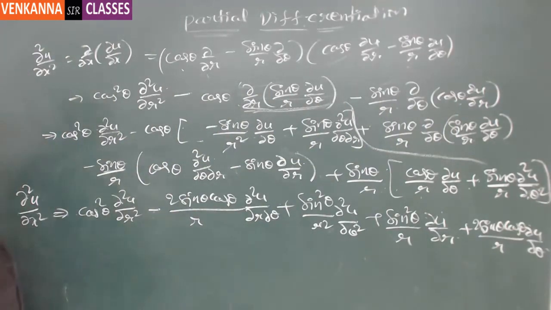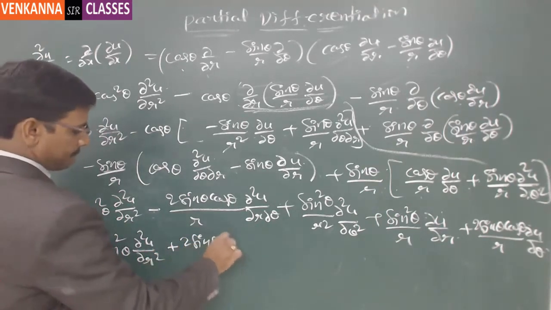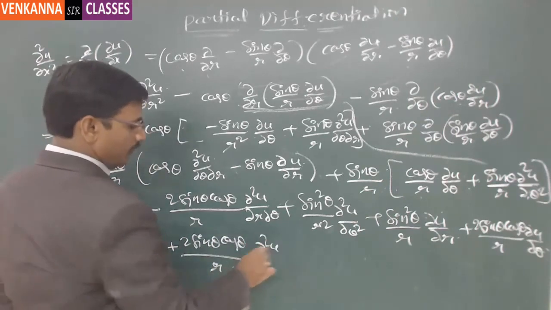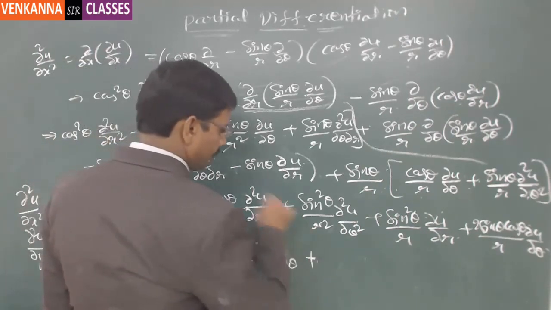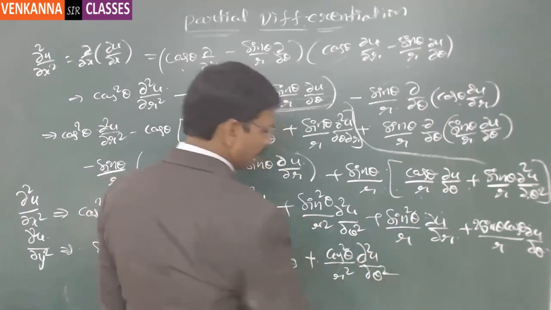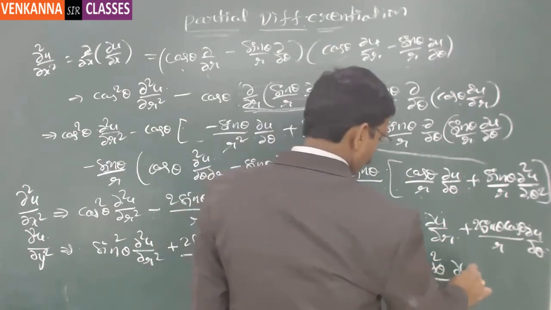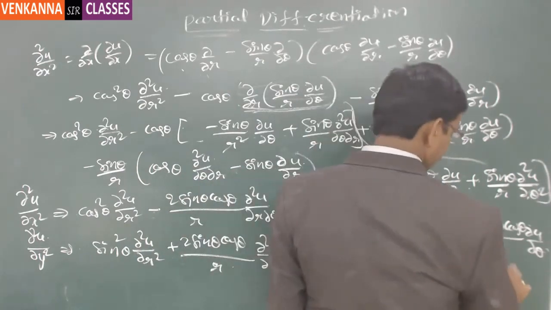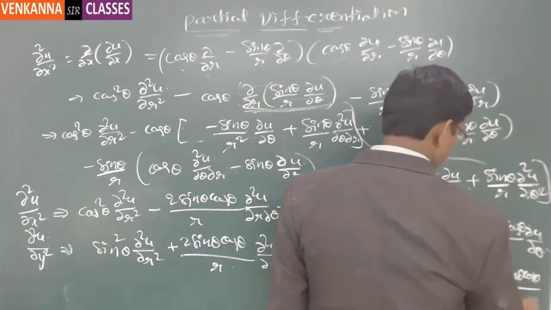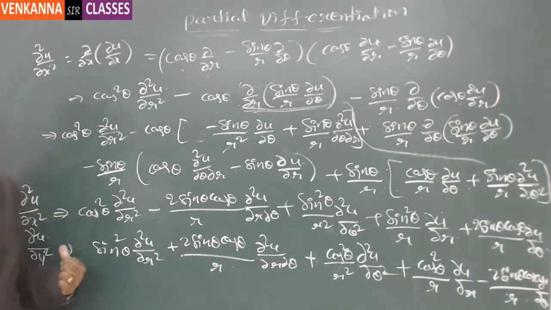Right? So this is dou square u by dou y square. If you do it, this will be sin square theta into dou square u by dou r square plus 2 sin theta cos theta by r into dou square u by dou r dou theta plus cos square theta by r square into dou square u by dou theta square, then plus cos square theta by r into dou u by dou r minus 2 sin theta cos theta by r into dou u by dou theta. So you are going to get this in exactly the similar procedure as for dou square u by dou y square.